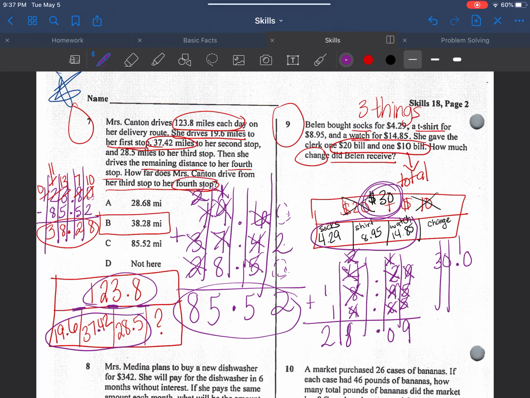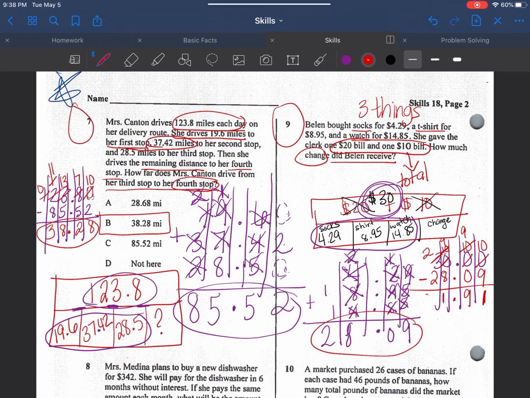Remember, she had $30. So I'm going to take my total, but I don't write 30 because we have a decimal. We write 30.00. I'm going to take away the amount she spent, which was 28.09. 0 minus 9 we cannot. So we regroup, and the 3 becomes a 2, and the 0 becomes a 10. We regroup again, so the 10 becomes a 9, and the 0 becomes a 10. We regroup again, the 10 becomes a 9, and the 0 becomes a 10.